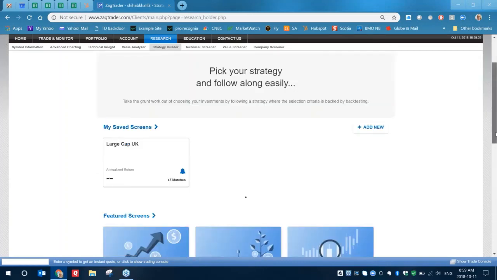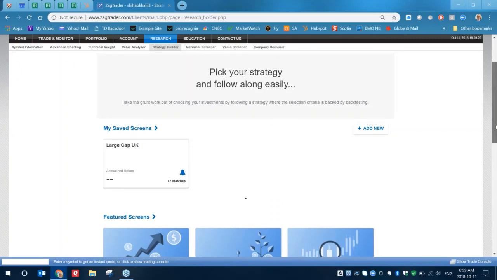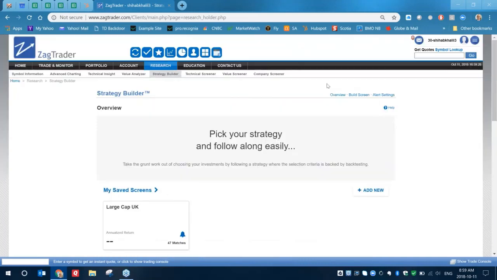So that brings us to the end of our hour, and hopefully I've given you a little bit of an overview of these three Recognia tools available inside the ZagTrader platform: Technical Insight, Value Analyzer, and Strategy Builder. And I hope you all give these a try and find them to be useful.